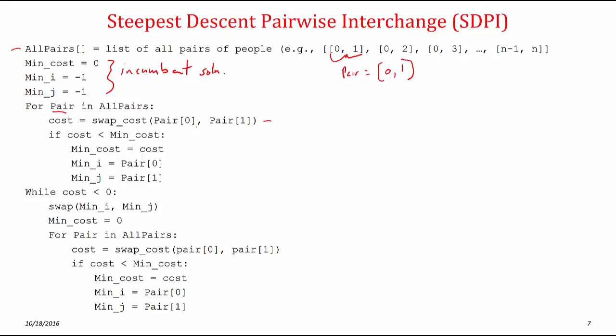So we would compute that swap cost right here using our swap cost function. And recall that we're trying to find the most attractive swap, so we're trying to find the most negative value, because swapping two things is attractive if it reduces the overall cost and the swap cost is negative. So if the cost of swapping the current two people is less than the min cost, then we update the incumbent solution.